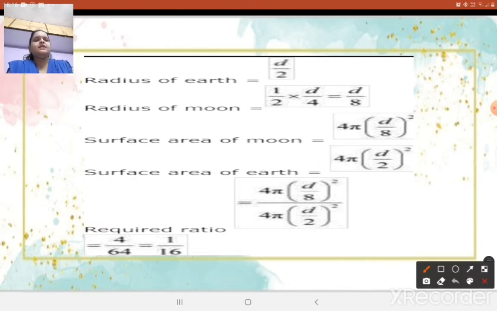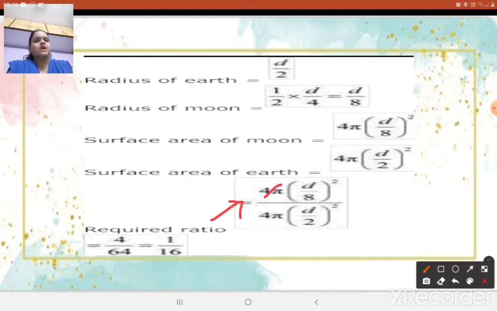4 pi d by 2 the whole square upon 4 pi d by... sorry, in the first step, 4 pi (d by 8) the whole square upon 4 pi (d by 2) the whole square. Surface area of moon upon surface area of earth.